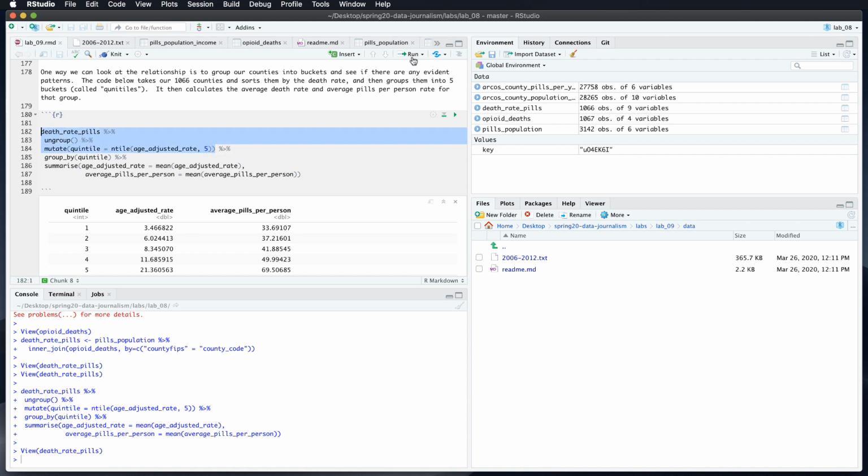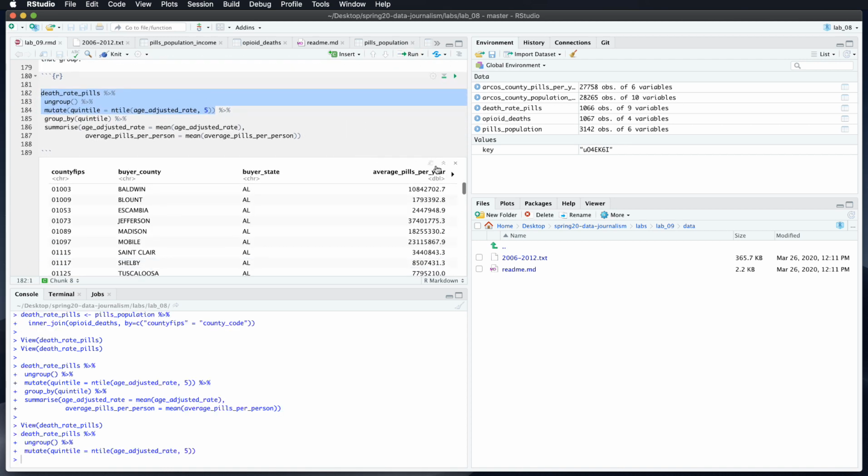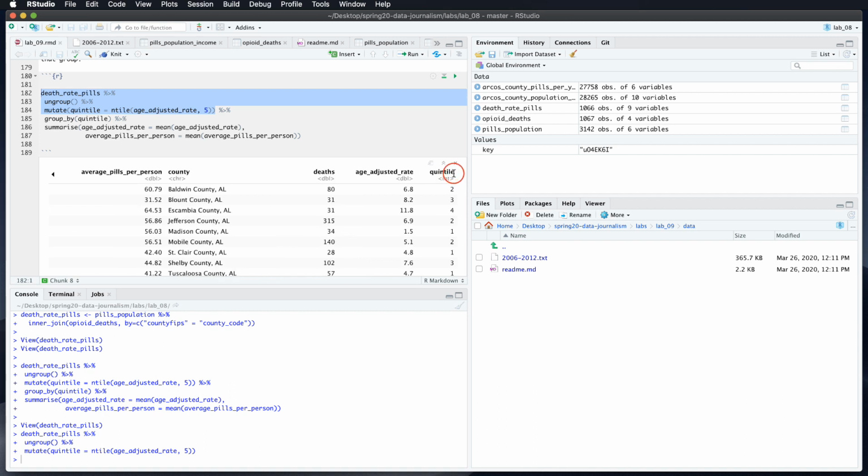So I'll just run up to here just so you can see that. So you see it's create a new column called quintile. Baldwin County goes in quintile 2. Escambia is in quintile 4. So it's just about grouping it into buckets.